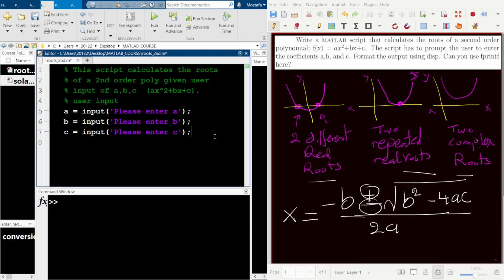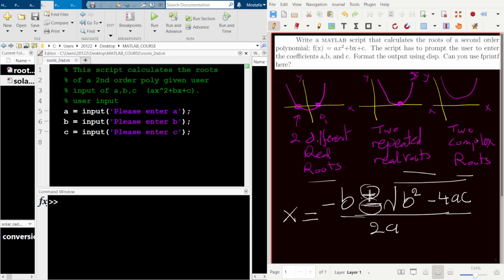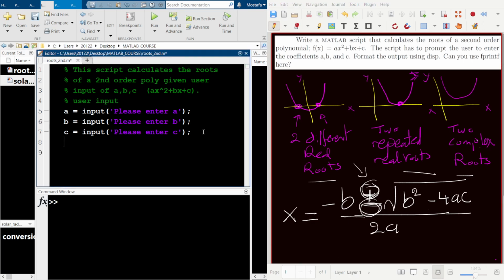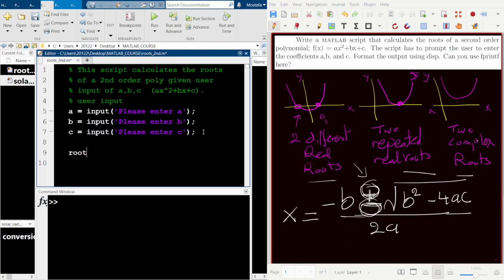Then we should calculate the roots. Obviously, in mathematics, if you have two options like plus or minus, you can put these signs in this way and life is good. But in programming, you have to calculate the plus case separately and the negative case separately. So I can define root number one. Let me call it root 1 equals, and there will be also root 2 equals. So the only difference is in the sign.